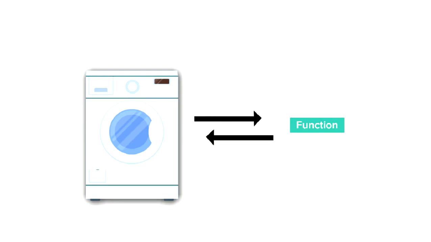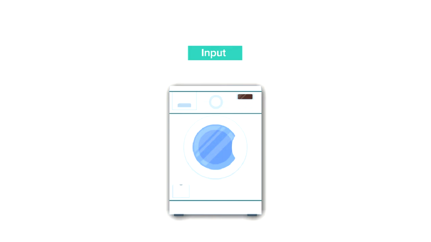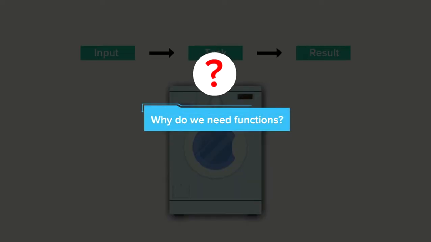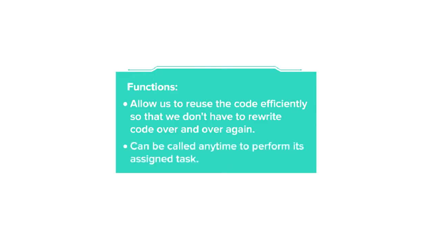The washing machine in the example is analogous to the properties of a function. A function is like a small program which handles a specific task. Like a washing machine, it requires some input, according to which it performs the task it was designed for and returns a result. Now, you might be asking, why do we need functions? Functions allow us to reuse the code efficiently so that we don't have to rewrite code over and over again in a program. We can easily call a function anytime and it will perform its assigned task.